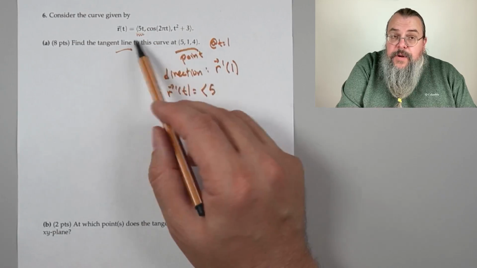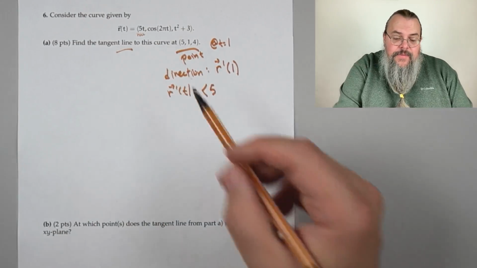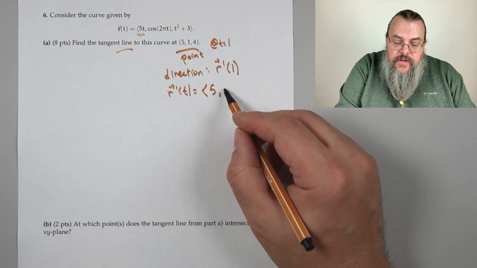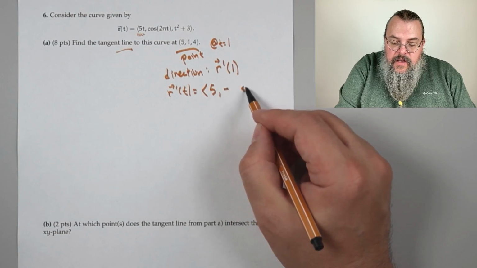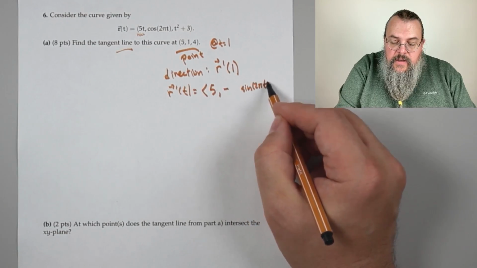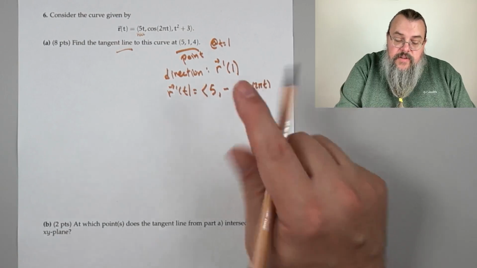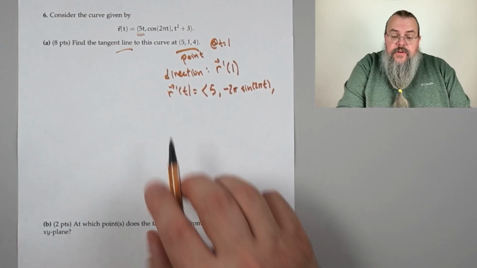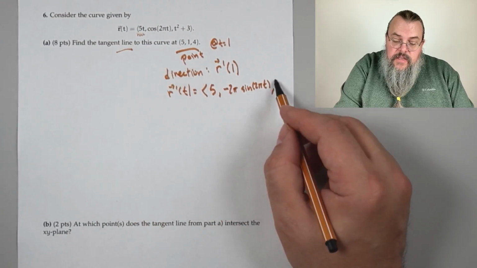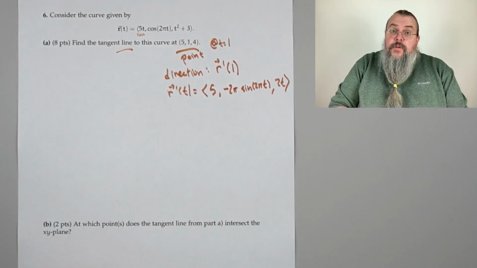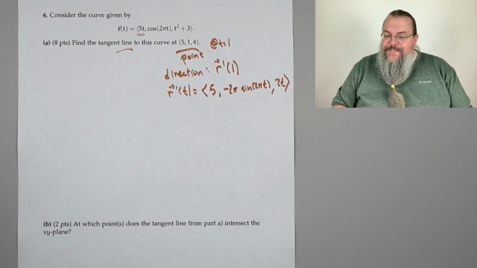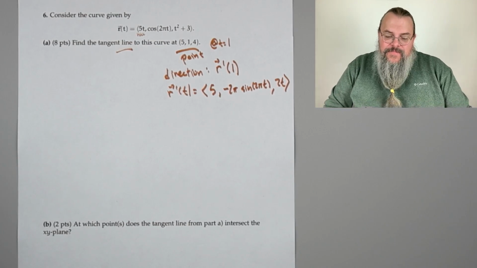And remember, the way you take derivatives, one entry at a time. Derivative of cosine 2 pi t, well, chain rule, derivative of cosine is negative sine, and then times the derivative of the inside, so 2 pi. And then in the last entry, derivative of t squared plus 3 is 2t. 2t or not 2t? That is not the question, because it's definitely 2t.